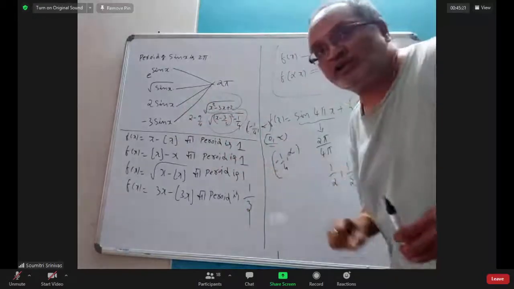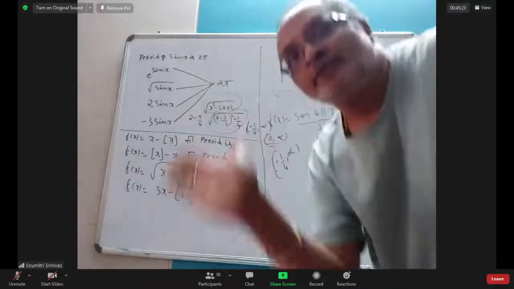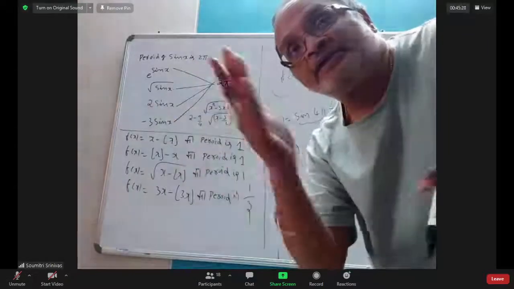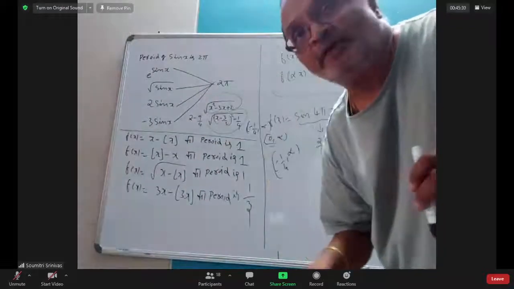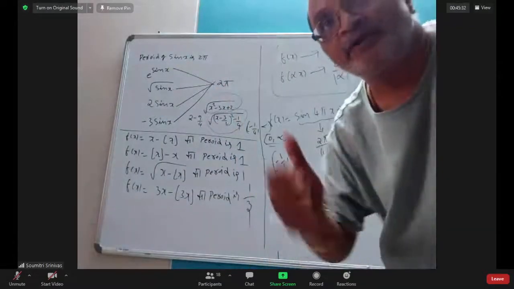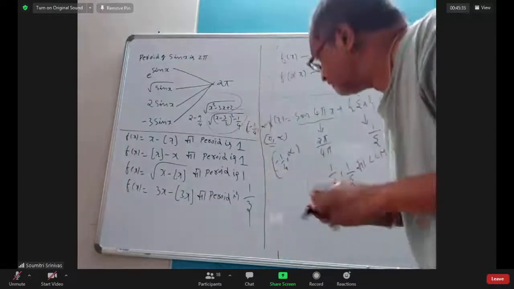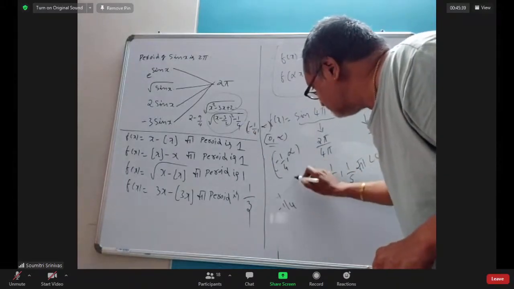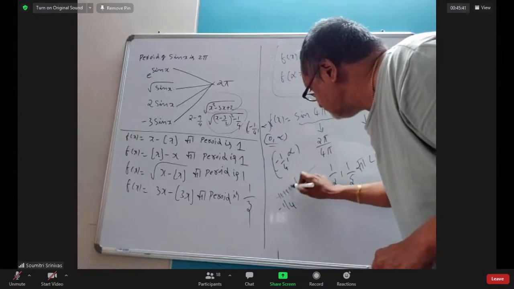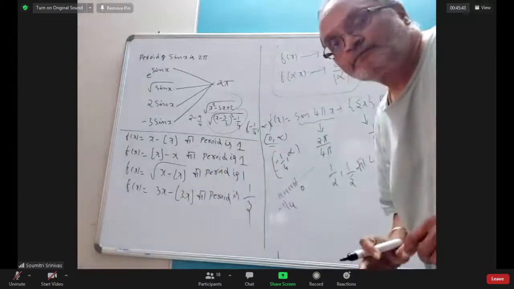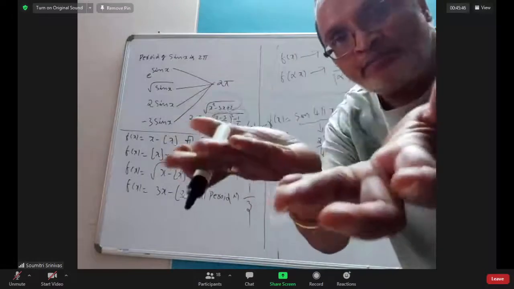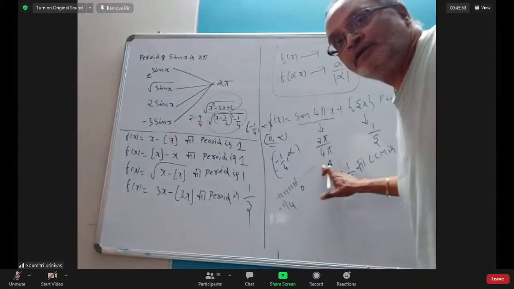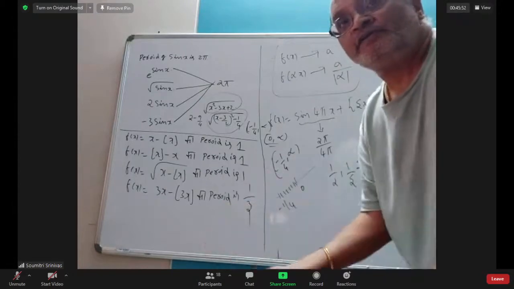So what should this function do? Delete all the negative numbers. Throw all the negative numbers away. What are the negative numbers? From minus 1/4 up to 0. Remove all of them. After removing, what are the numbers left over? 0 to infinity. The range is 0 to infinity.